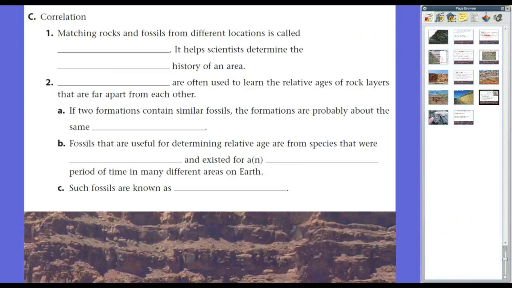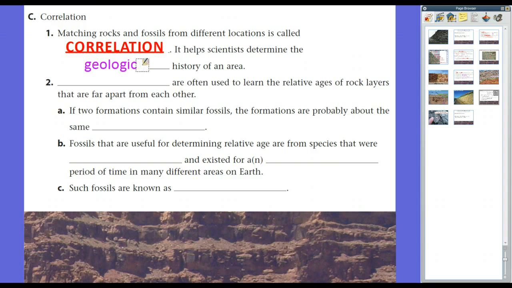Okay, so let's go to the final way we look at relative age dating, and that is correlation. What will happen is, of course, inside of rocks, we'll be able to find fossils. And so matching rocks and fossils from different locations is what we call correlation. So essentially what happens is it helps scientists determine the geologic history of an area.